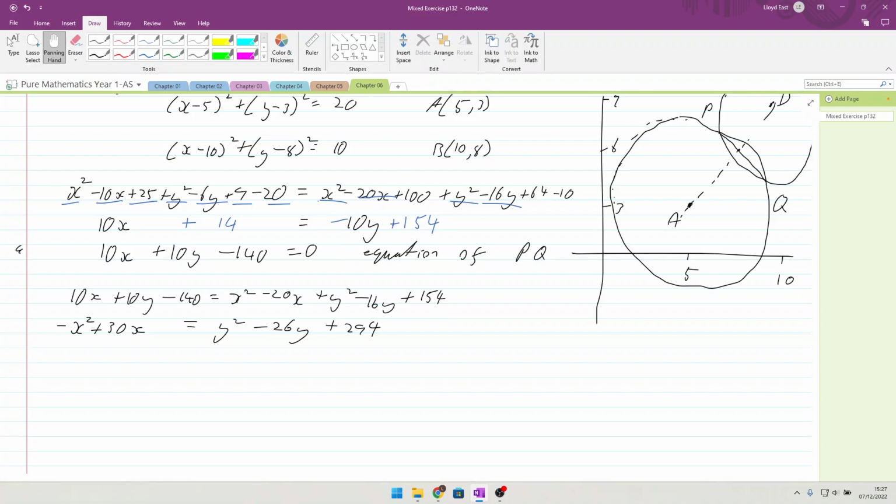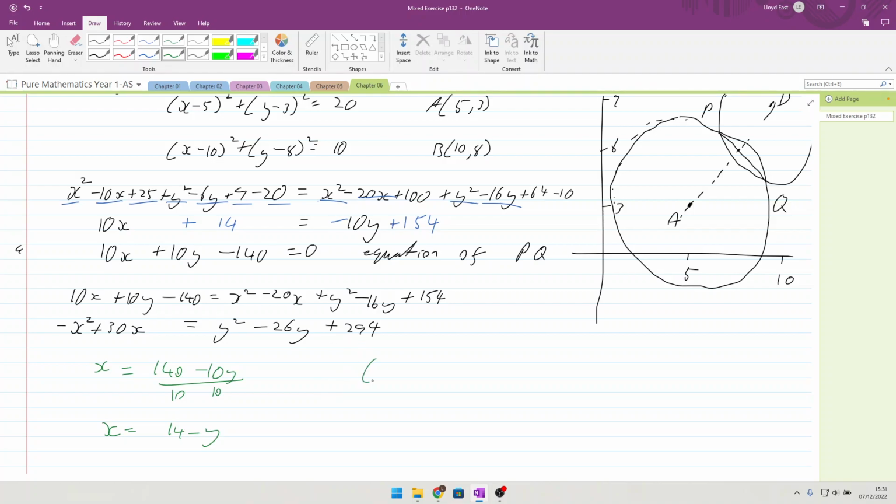Right, let's have another look. In hindsight, this is a silly way of doing it. What I should really do is take this equation of PQ and say, right, x is equal to 140 minus 10y all divided by 10. So we end up with x is equal to 14 minus y. At this point, I should take one of the equations of the circle and substitute this value of x into it, 14 minus y.